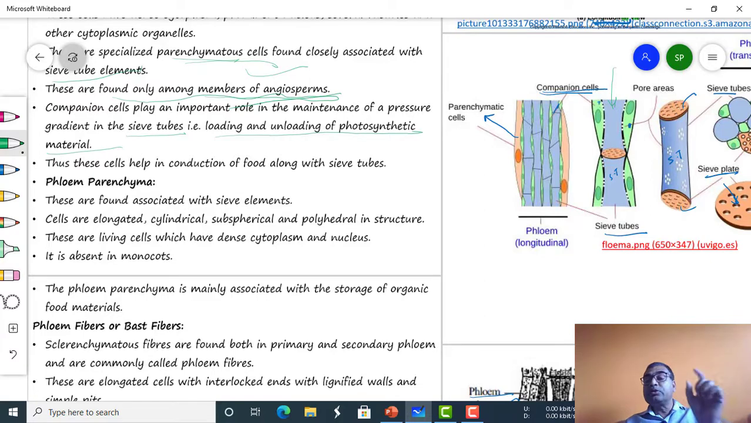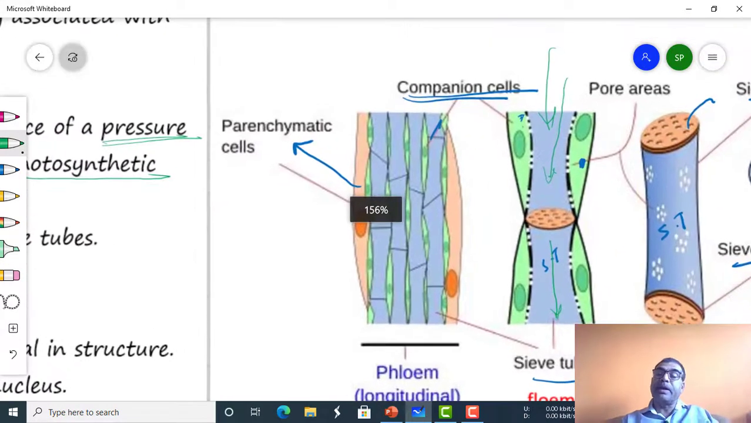So what function does this companion cell play? It maintains the pressure gradient in the sieve tube. What is the function of the sieve tube? Sieve tube is involved in the translocation of the food material. Whatever food material is synthesized by the green leaves, the end product of photosynthesis, will be transported through this sieve tube.